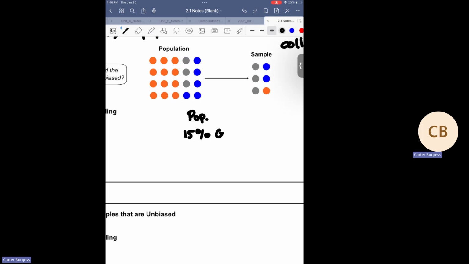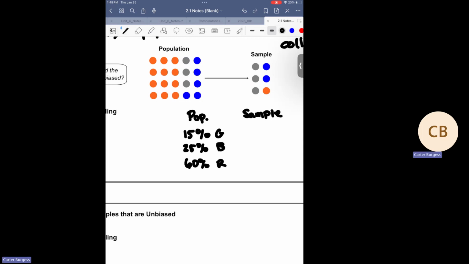We have 5 of our dots that are blue. So that would be like 25% blue. And then we have 12 of the 20 that are red. So that would be like 60% red.